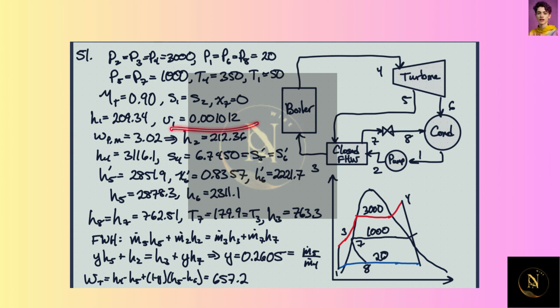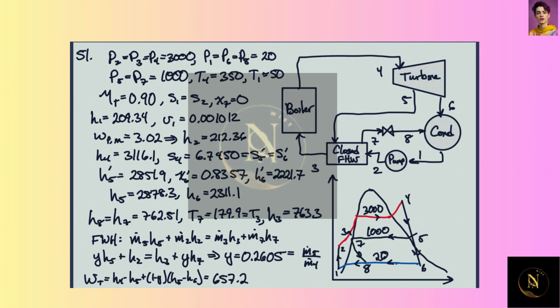The specific volume at 1 is slightly different now, and so the pump work is also slightly different, which means the enthalpy at 1 and at 2 are slightly different. I think I missed point 2, it should be here. This is 5 and 6, and arrows for flow. All right.